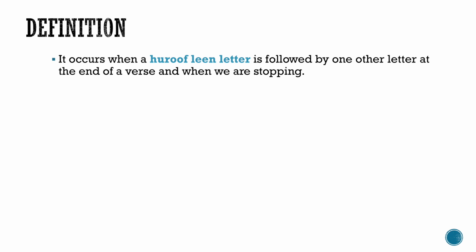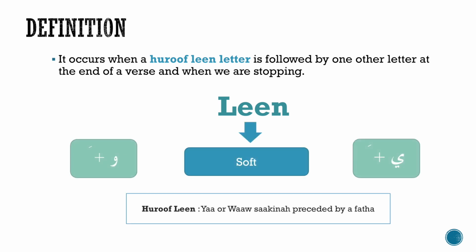This occurs when a huroof leen letter is followed by one other letter at the end of a verse and when we are stopping. Leen means soft, and the two soft letters are ya or waw sakina preceded by a fatah. What are the conditions?